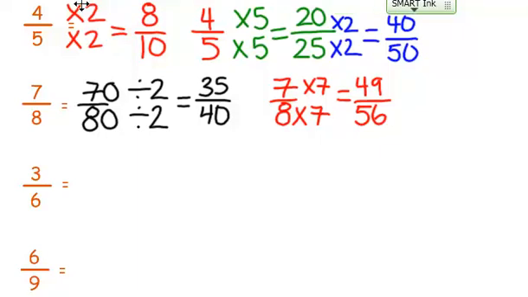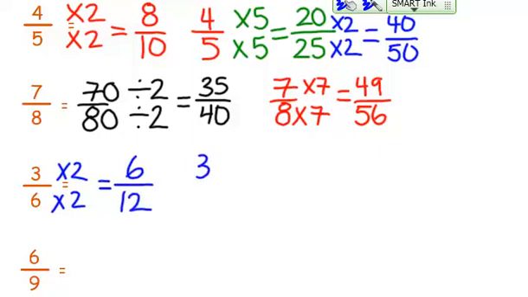Taking a look at our next fraction, we've got 3/6. I'm going to double each of those numbers, equaling a new fraction of 6/12. I could take that original 3/6, and since both of those numbers are divisible by 3, I divide each of those and end up with 1/2.